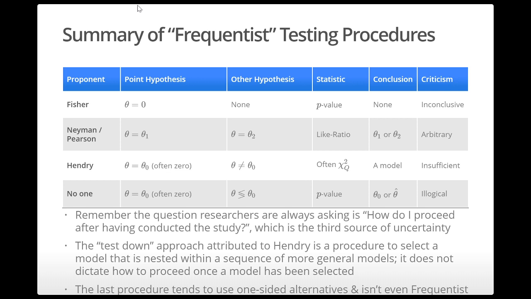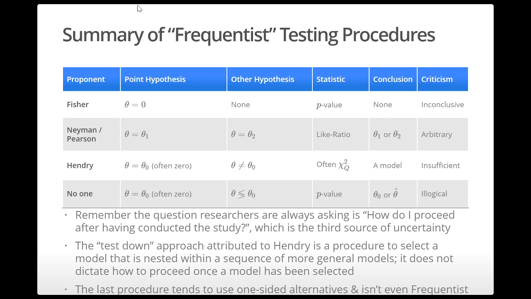But other than that, power isn't considered as an important characteristic as controlling the type 1 error rate. And so this does get you down to one number, and it answers the question that applied researchers are always asking, which is how do I proceed after having conducted the study? The Neyman-Pearson approach will get you to an answer, but it has some arbitrariness along the way in terms of only considering two alternatives.